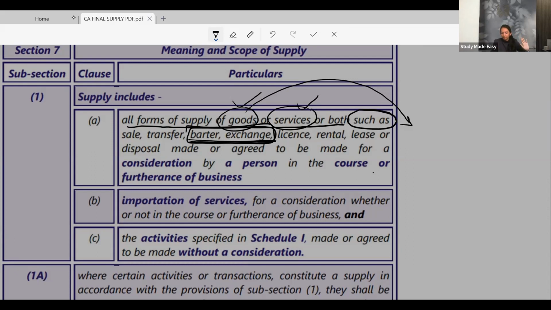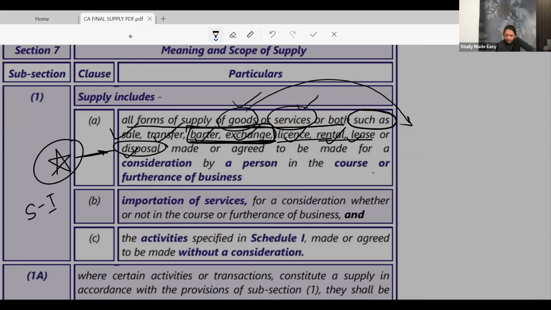This is all about interpretations. Okay. Now they are saying sale. Okay, we understood why they have given sale specifically, because they are saying all the kinds of possibilities of your transaction we are including. We have included what? Sales, transfer, barter, exchange, license, rental, lease, disposal. The importance of this word you will find in schedule number 1. For the time being, not going into that detail. In schedule number 1, you will find the importance of this word disposal.